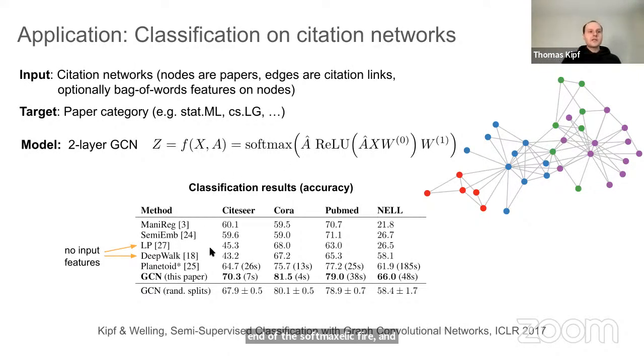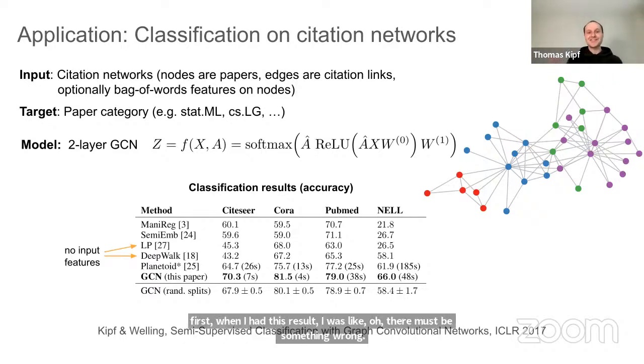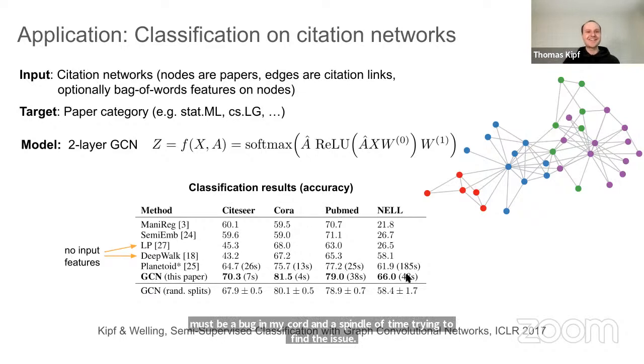What we found back then, against all the state-of-the-art techniques in this space, some of which didn't use input features, but many did, and there was also one deep learning baseline, Planetoid, that didn't use graph neural networks, is that it was very, very easy to beat these methods by a very significant margin. At first, when I had this result, I was like, oh, there must be something wrong. There must be a bug in my code. I spent a lot of time trying to find the issue, but it turns out there was no issue. This was really the result we got.